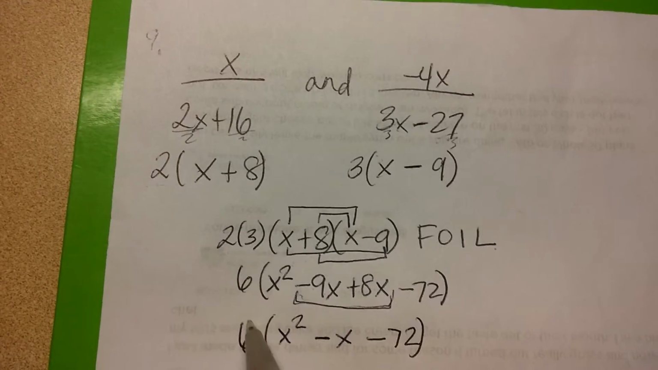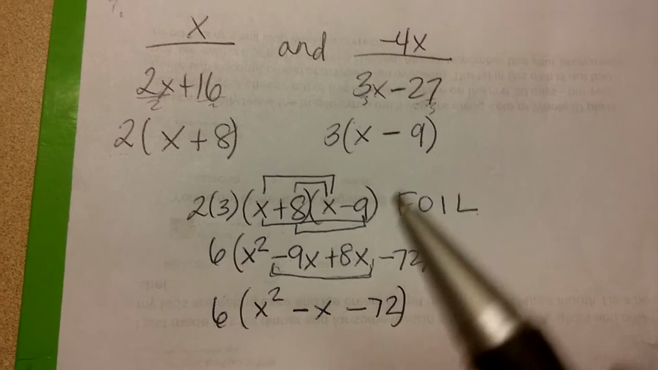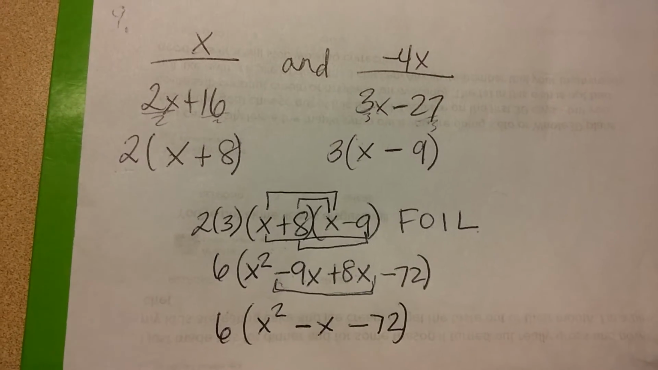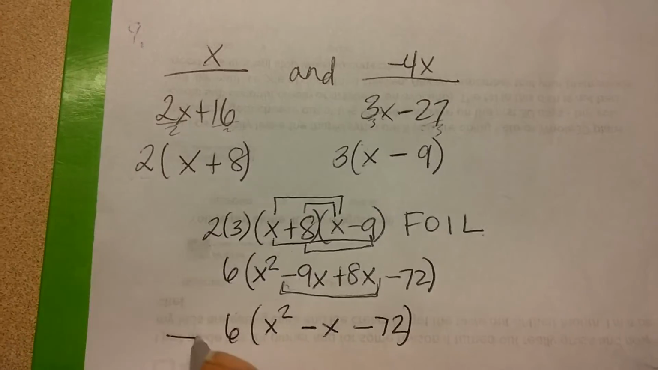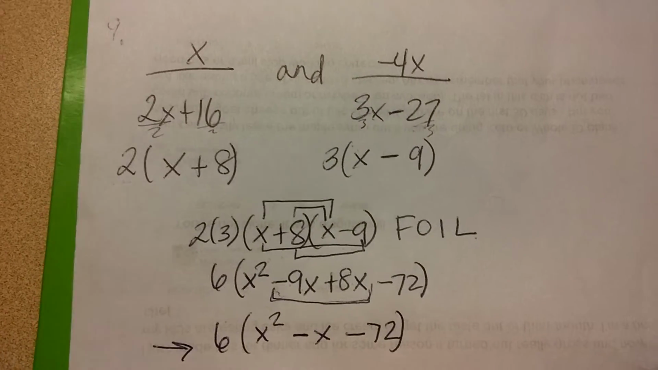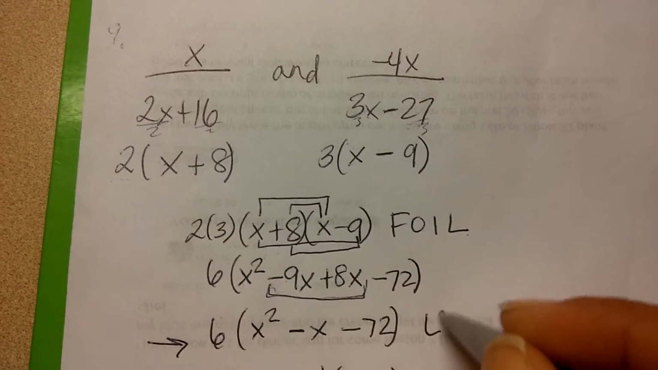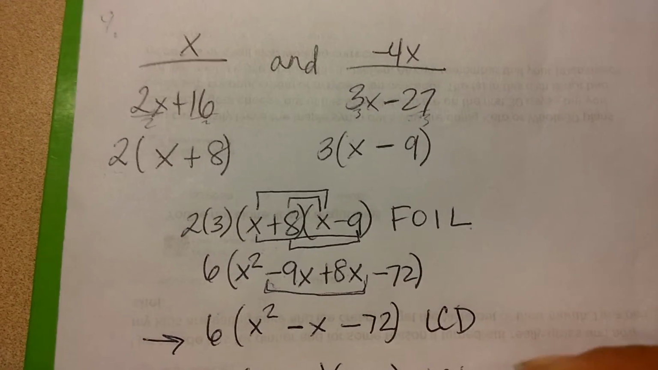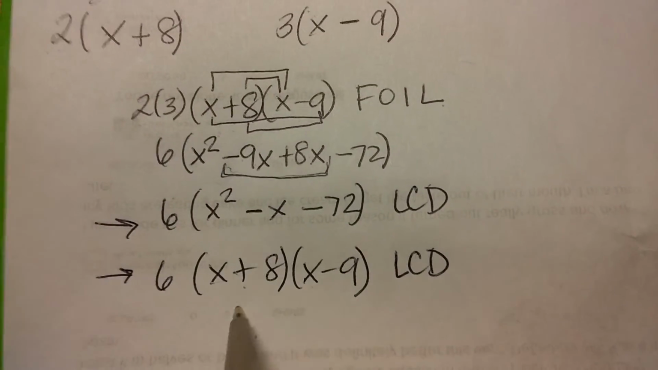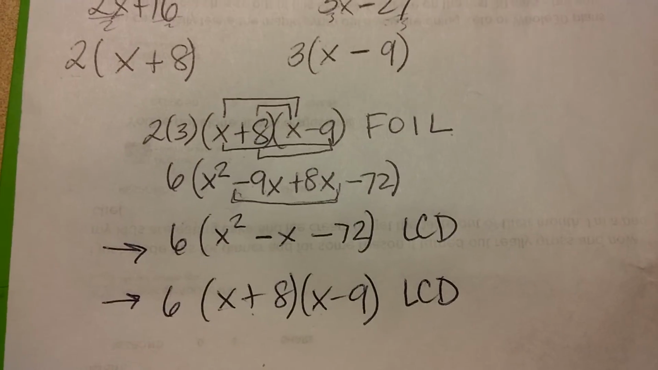Some people take it a little further and they distribute the 6. Again, I don't know if your teacher wants that, but you can safely say that this would be an answer, or this would be an answer, x plus 8, x minus 9. So either of these are the same exact thing. It's just that this one is multiplied, this one is here. Okay, hopefully that helps.